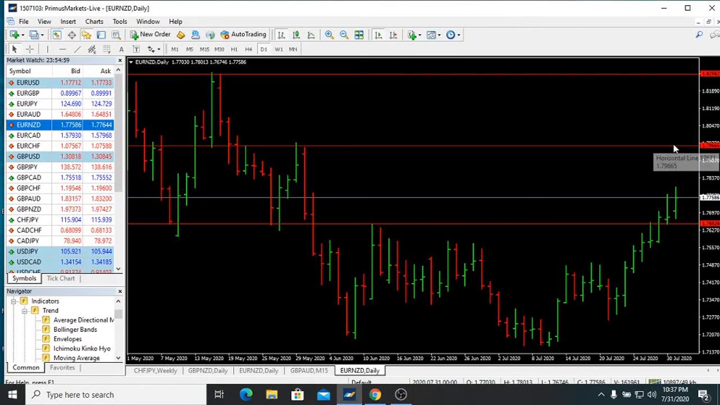So currently, we're looking at a target of 1.7966. That is where we're looking at. The price is currently at 1.7758. So we're looking at 1.7966, which is about 250 pips. About 200 pips. Let's say about 200 pips.